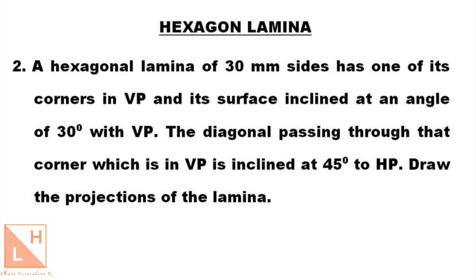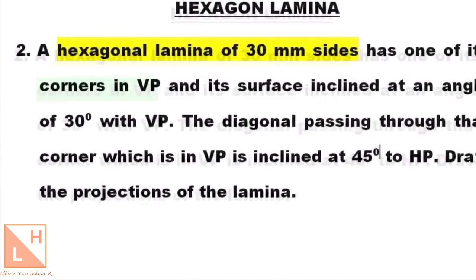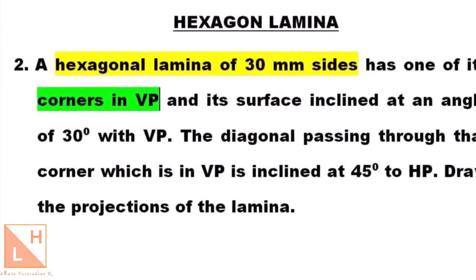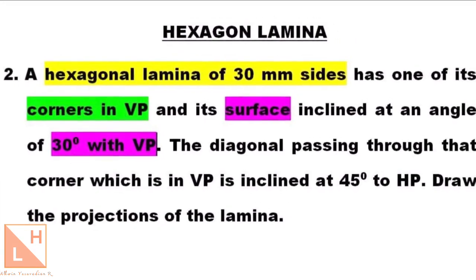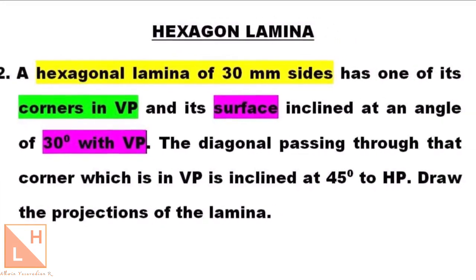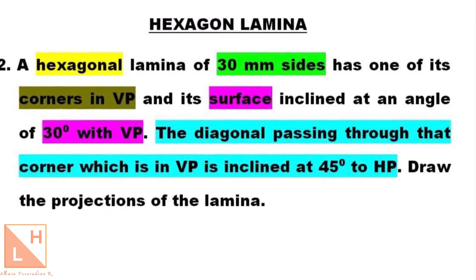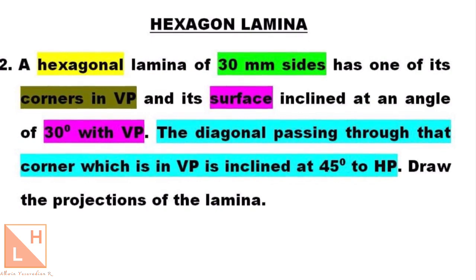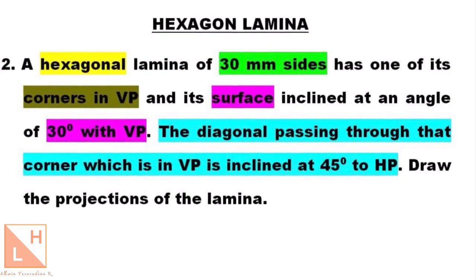Let's note down the data one by one. So the first thing we see here is the given lamina is a hexagon of side 30 millimeters. It also says it is resting on a corner in VP with a surface making 30 degree with VP. The last condition is that the diagonal passing through that corner which is in VP is inclined at 45 degree to HP. Now let us see how to solve this problem step by step.